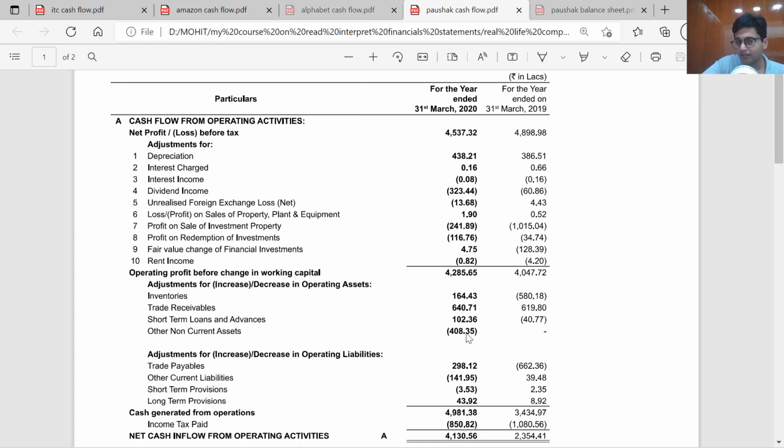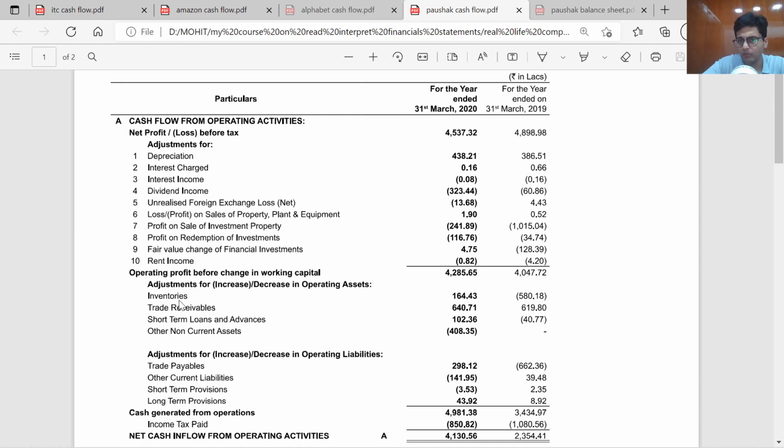According to me, this figure of 408 and this figure of 43 should not be included in the cash flow statement. So I suggest when you are making the cash flow statement of your business, because it's an operating activity statement, we shouldn't take long-term assets or long-term liabilities in these calculations. Besides these figures, let's see what other figures have been provided.